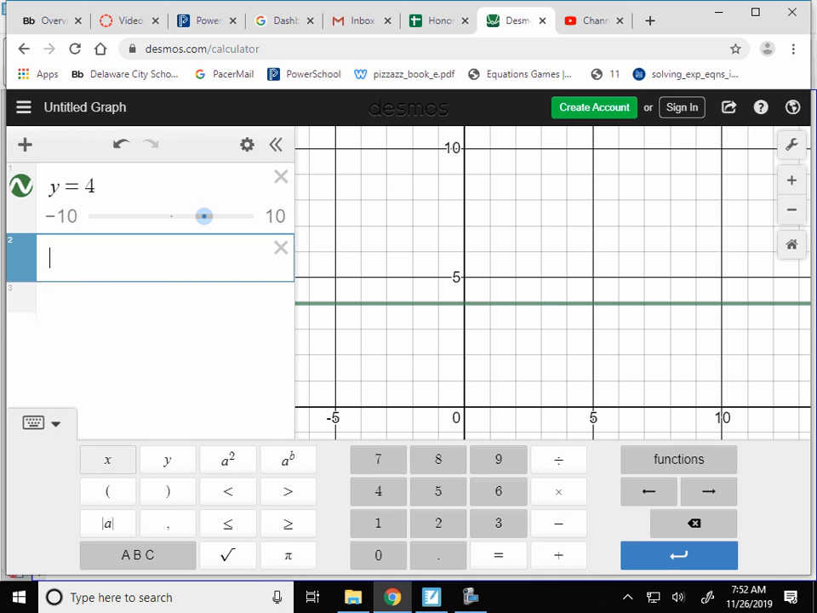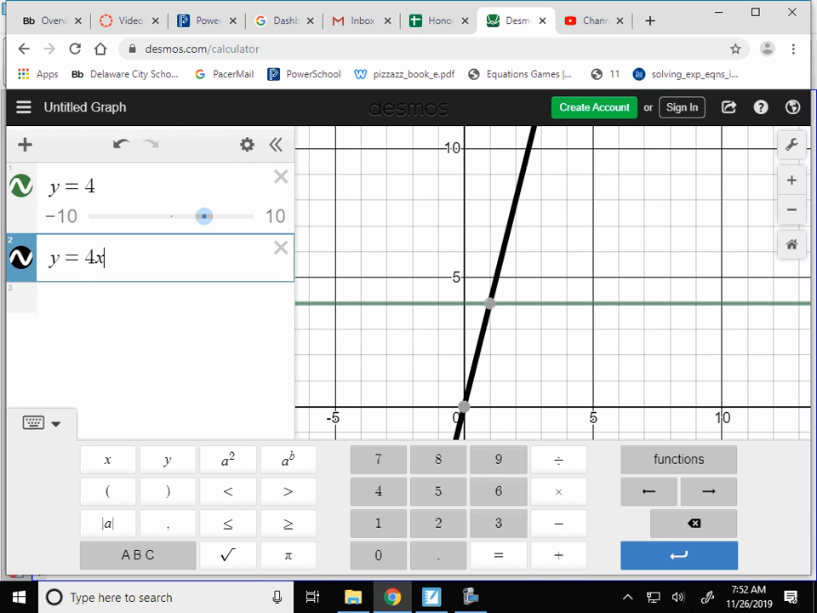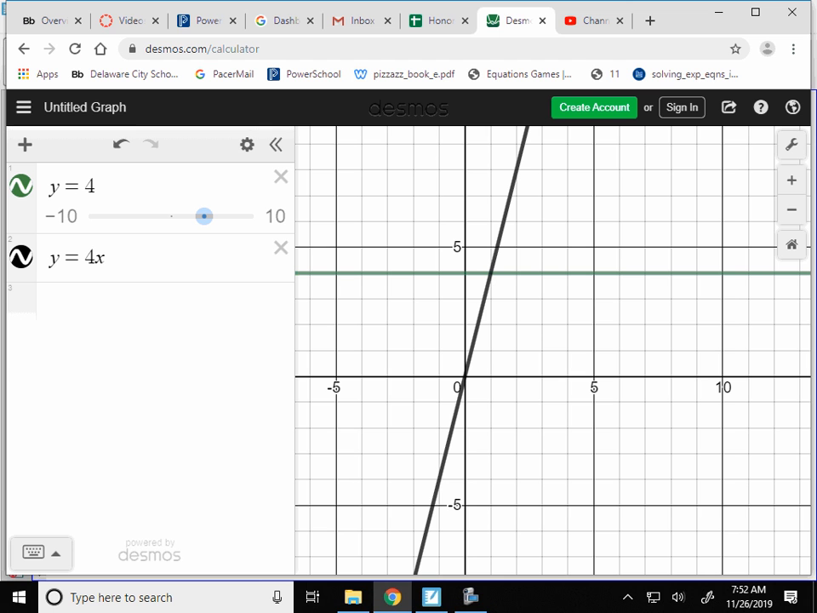Say you thought it was x equals 4. You graph x equals 4, you get a vertical line. That's definitely not what was graphed, so you know that that's incorrect. Some of us might have even said it was y equals 4x. Well, you get a slanted line when you do that, and that's not the same as your picture, so you know you goofed up there as well. So you can quickly check your work on Desmos.